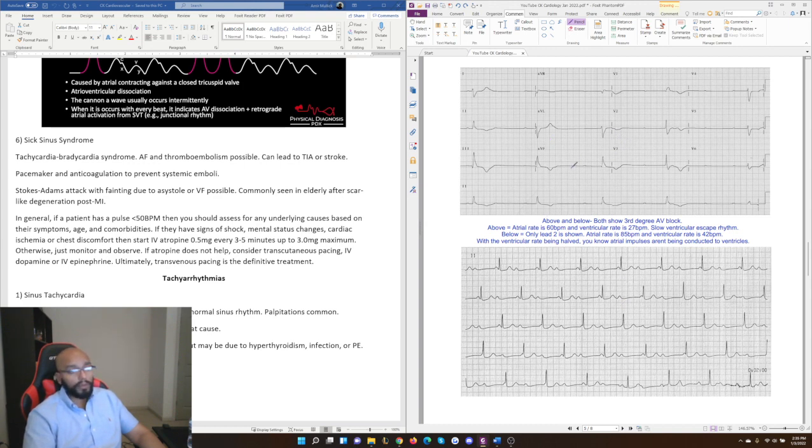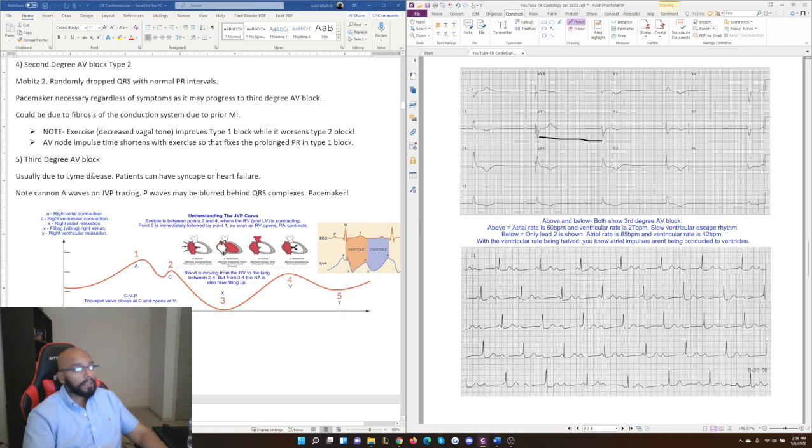Above and below, both of these are showing you third degree AV block. The most notable feature here, right upon looking at it, should be the immense distance between QRS complexes. This is a person with a significantly slow heart rate. In fact, it's given that the atrial rate is 60 and the ventricular rate is 27, half the atrial rate. Right? There's a slow ventricular escape rhythm or a junctional escape rhythm happening, and things are going really bad for this person.